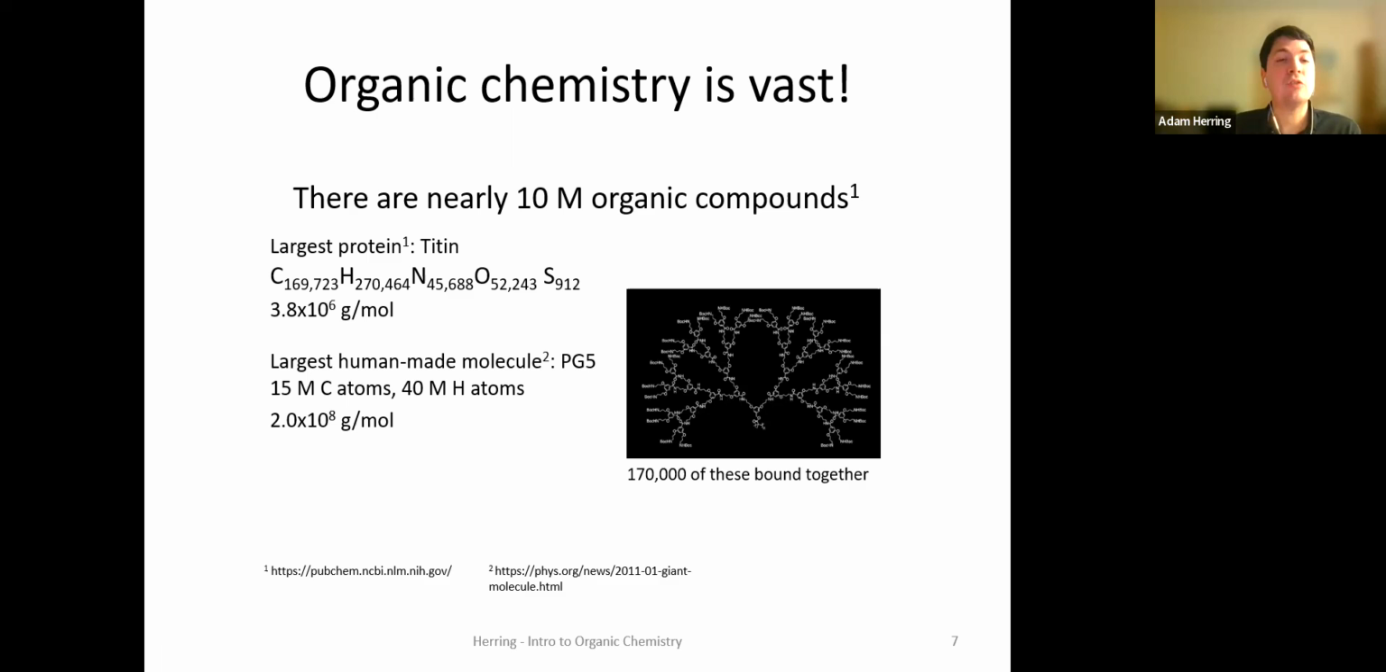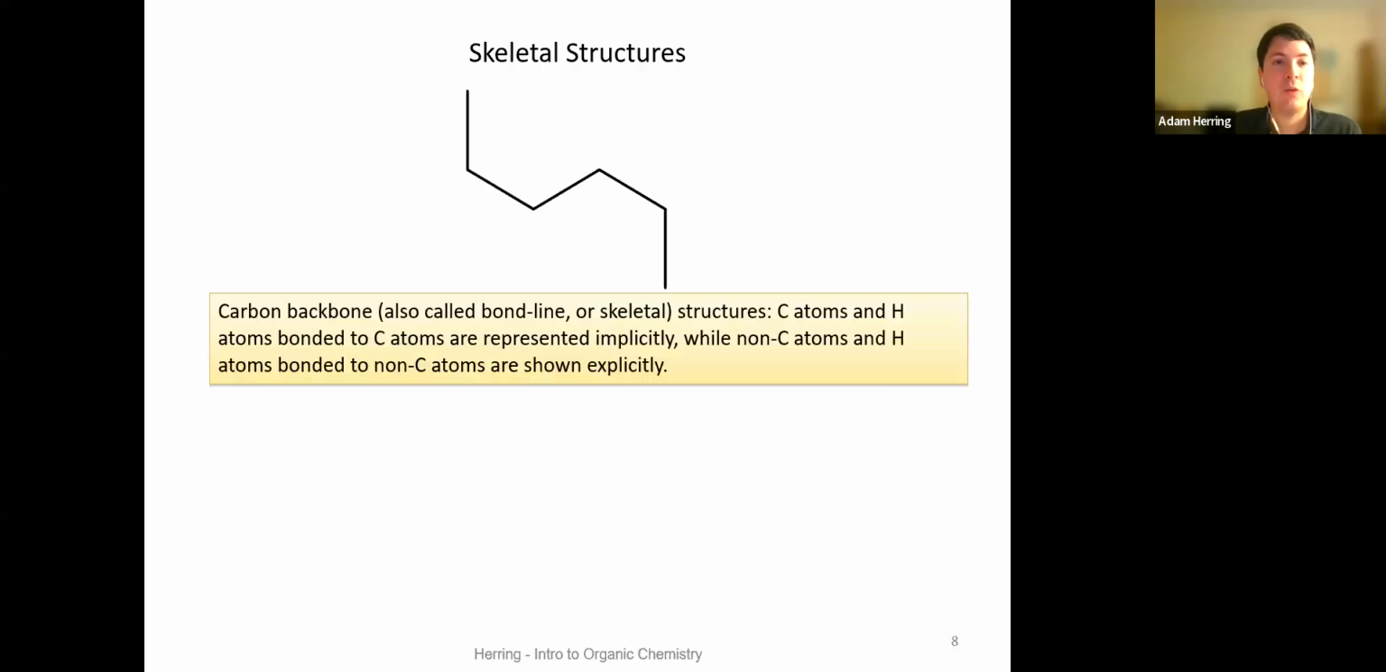But even that pales in comparison to the size of our chromosomes. These weigh 100 times more than PG5. And so really we scale the gamut from teeny tiny molecules like methane, which is CH4, to our DNA, which is billions of grams per mole. And in order to talk about these organic structures, we need to remind ourselves of how we represent them.